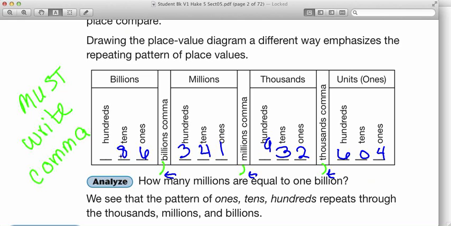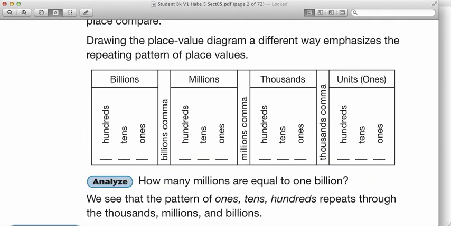So if I was to read this, I would say 86 billion, 341 million, 932,604. Notice I did not say an "and" in there anywhere. Okay, so reading large numbers works the same way as it does through the millions. Now we're just moving one grouping to the left and adding the billions in there. So let's take a look at our examples now.